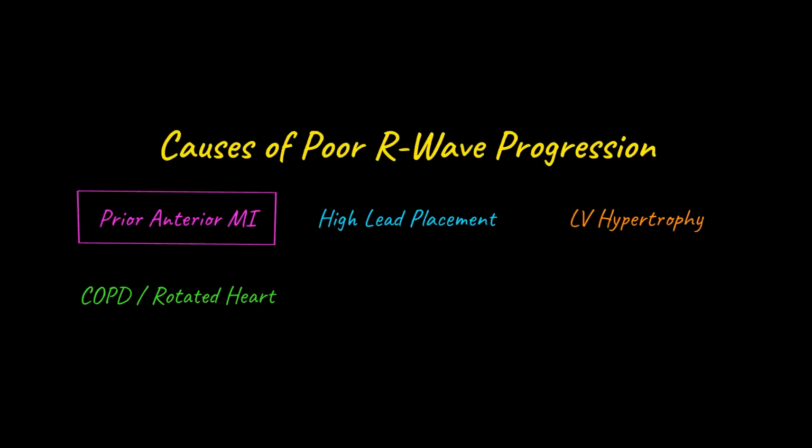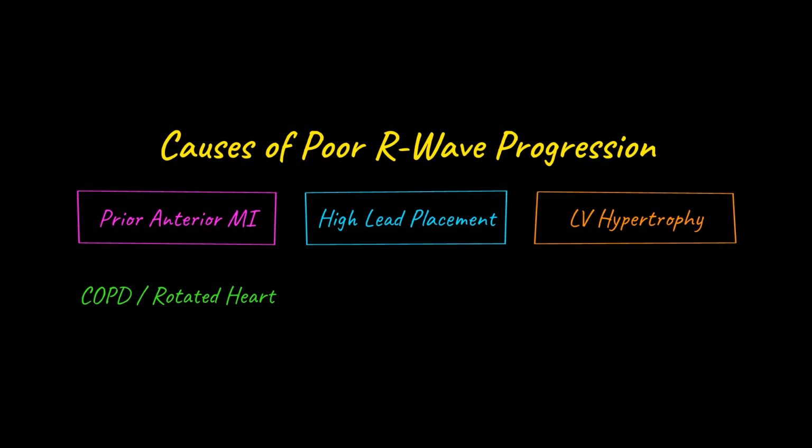There are 4 main causes to know: prior anterior MI, where scar tissue generates no depolarization vector; high lead placement, where electrodes sit too far up the chest and mimic poor progression in a normal heart; left ventricular hypertrophy; and COPD with a rotated heart position. Crucially, the technician must rule out the technical cause, lead placement, before the cardiologist can invoke a clinical one.